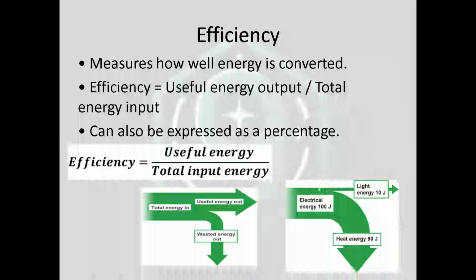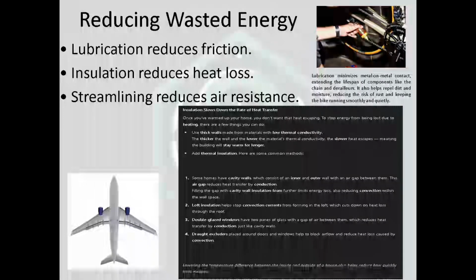So for example, bottom right here, we have 100 joules of electrical energy, and light energy is 10 joules. And we would assume that this would be the useful energy. So 10 joules is used in what we want it to be used. So 10 over 100 would give us 1/10. And if we times that by 100, that would give us a 10% efficiency, which is quite low. So when we do have quite low efficiencies, we want to find ways how can we reduce energy loss.